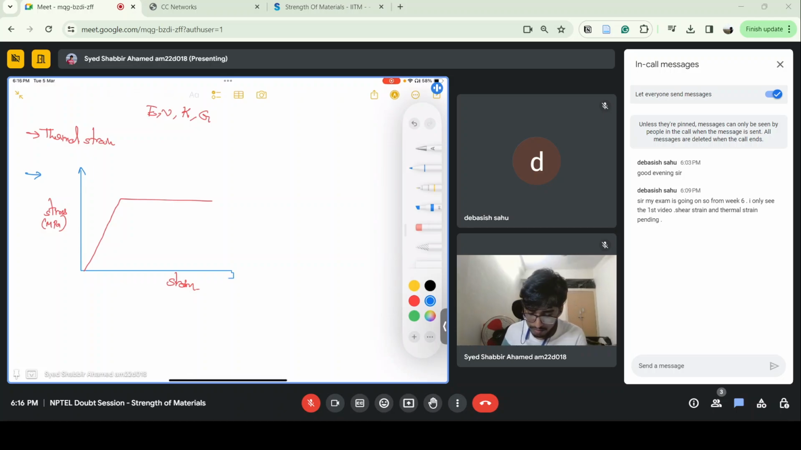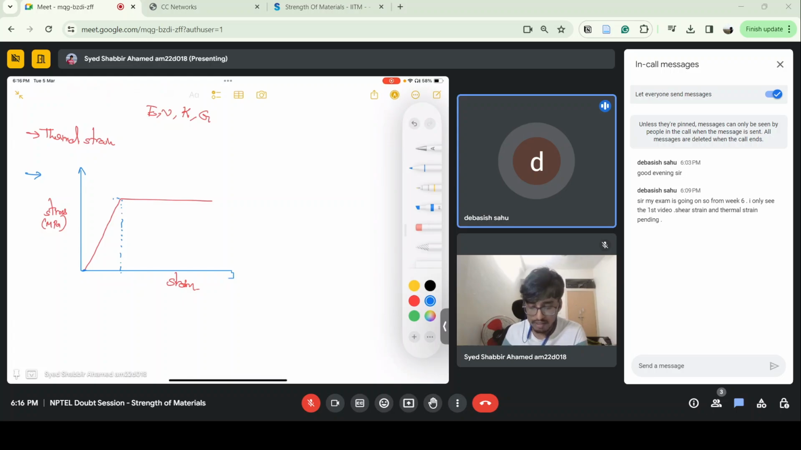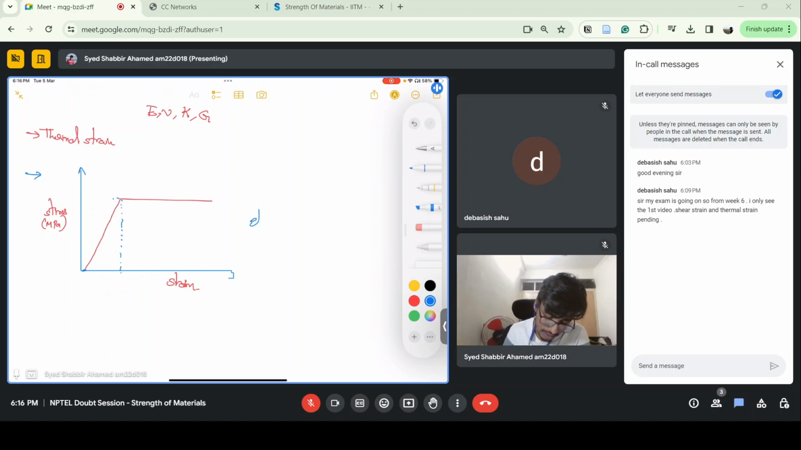Basically you can see the stress is linearly increasing from 0 up to this point, and after that the strain is increasing but the stress is remaining constant. Elastic perfectly plastic, sir, this one. Yeah, elastic and perfectly plastic.